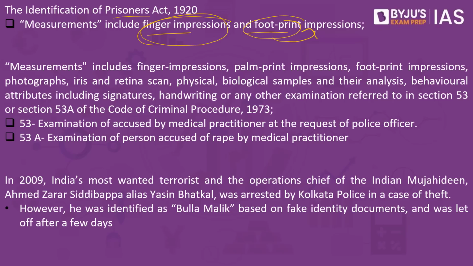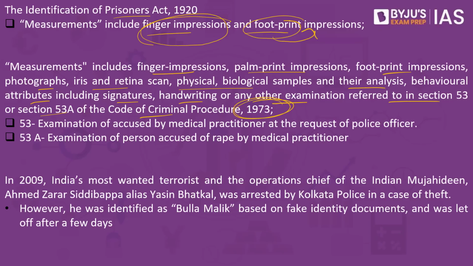So what we need is a new bill where the definition of measurements in the new legislation is also changed. The earlier law included only finger impressions and footprint impressions, but the new bill says that finger impressions, palm print impressions, footprint impressions, photographs, iris and retina scans, physical and biological samples and their analysis, and behavioral attributes including signatures, handwriting or any other examination referred to in Section 53 or 53A of the Code of Criminal Procedure, 1973, will also be taken into picture.